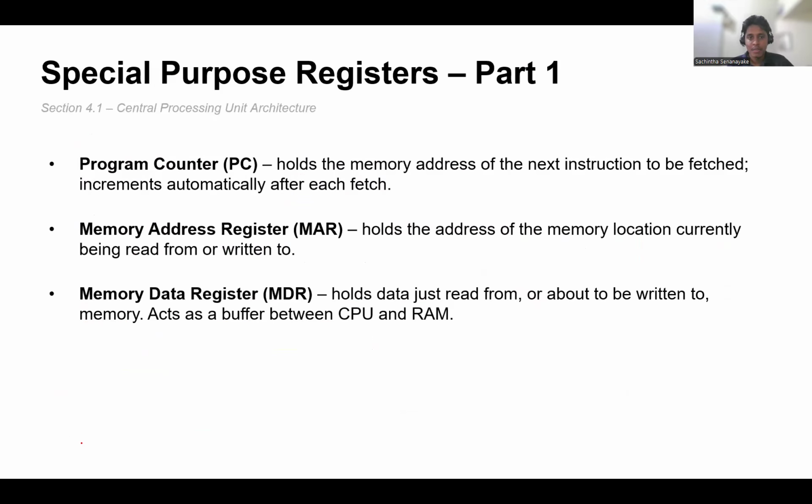And now to quickly discuss some of the registers that we have, which I'm sure you already know. We have a program counter, which is a register that's used to hold the memory address of the next instruction to be fetched. And it also automatically increments each fetch. Then we have a memory address register that holds the address of the memory location currently being read from or written to. And then we have the memory data register, which holds data just read from or about to be written to memory. And it acts as a buffer between the CPU and the RAM.